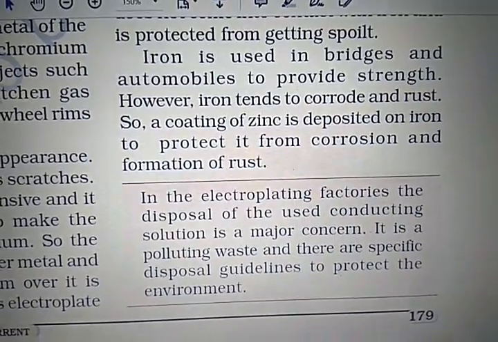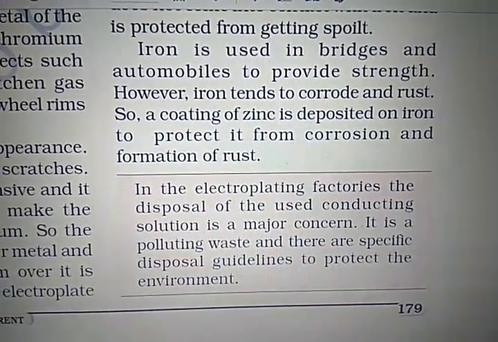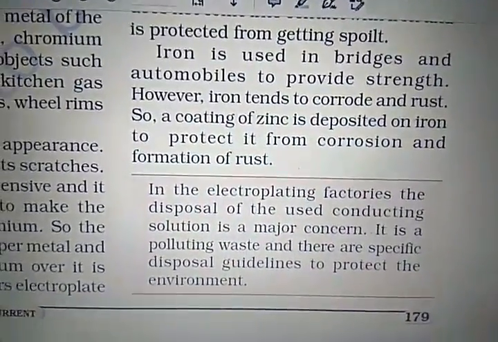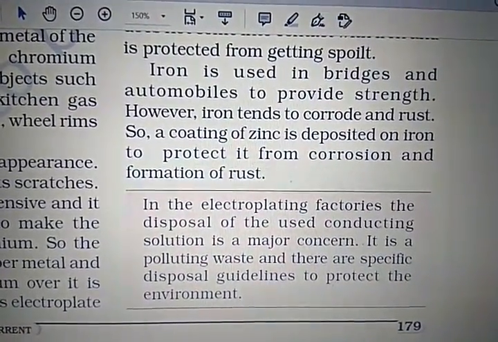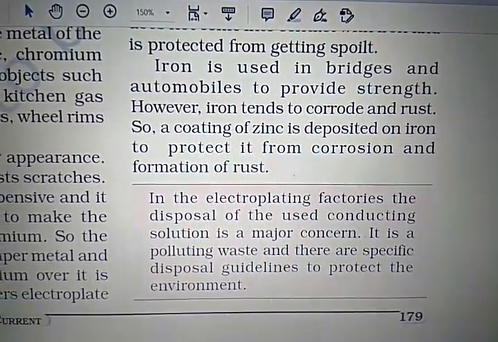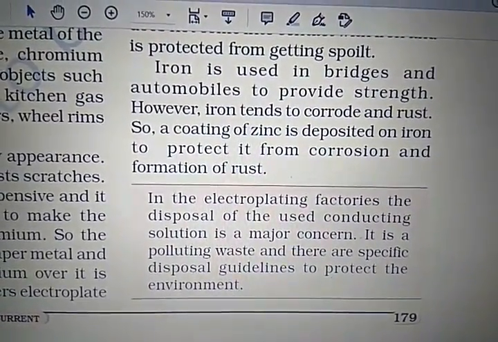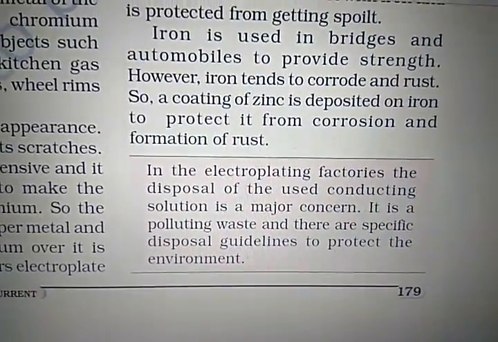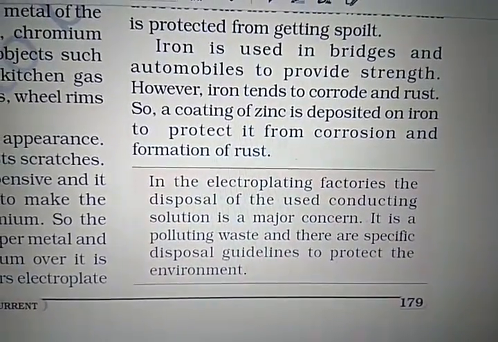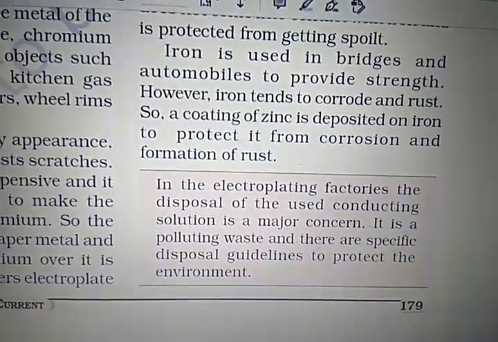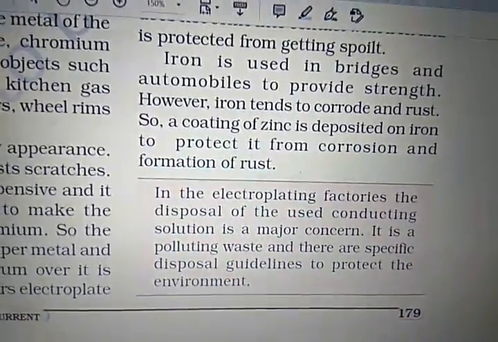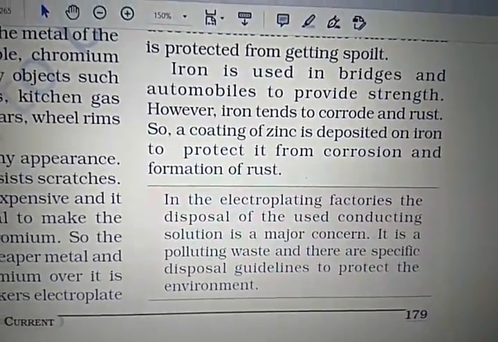Correct. Iron is used in bridges and automobiles to provide strength. However, iron tends to corrode and rust. आयन मेटल तो रस्ट हो जाता है, इसलिए हमें क्या करना पड़ता है, coating of zinc is deposited on iron to protect it from corrosion and formation of rust. We do this coating by electroplating, right. So bridges are made entirely of iron, but we have to coat it with zinc. So it protects from the corrosion, from rusting.